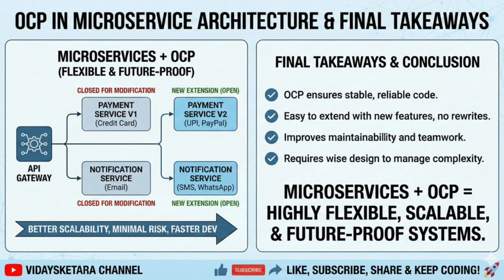So that brings us to the end of this powerful session on the open-closed principle. We learned what OCP is, why it is important, where it is used, how to apply it, real-world examples, advantages, disadvantages, and even how it fits perfectly in microservice architecture. If you truly understand this principle and start applying it in your projects, your code will become cleaner, safer, more scalable, and truly professional. Remember, great developers don't just write code, they design systems that handle change confidently.